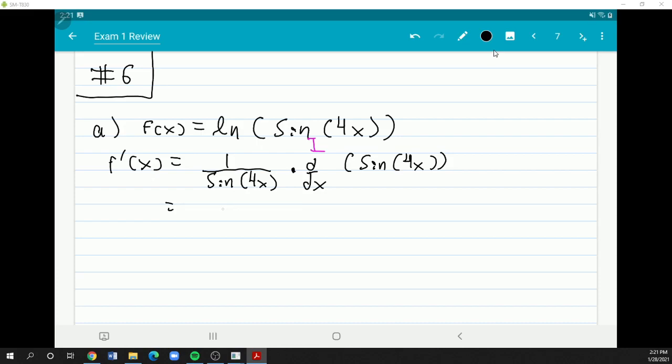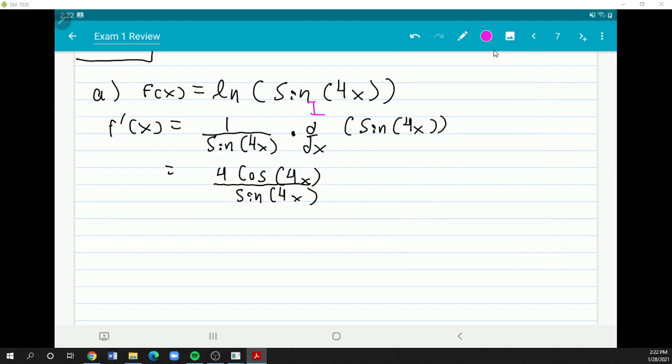which is equal to 4 cosine 4x divided by sine of 4x. And there was actually technically another chain rule done there with 4x as an inside function. But I would be more than comfortable with you just saying derivative of sine of 4x is 4 cosine 4x at this point in the course. So that's our final answer there.